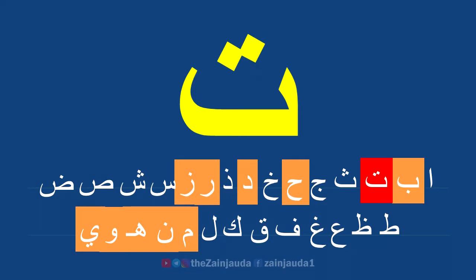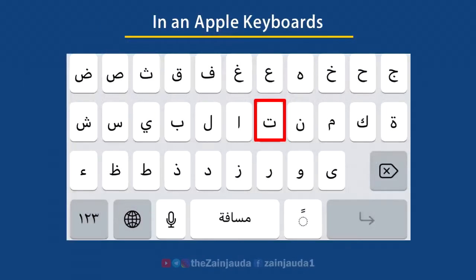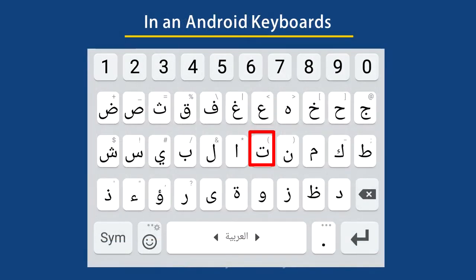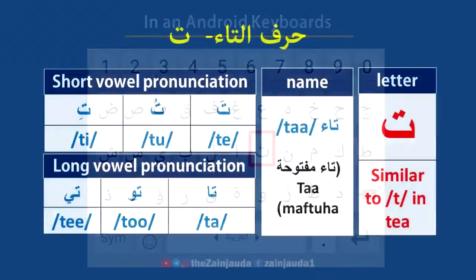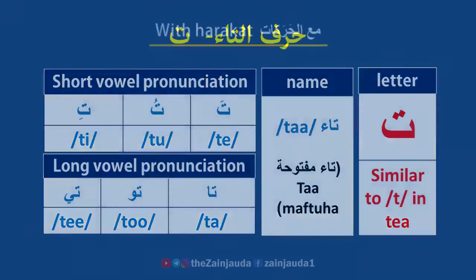It is the 3rd letter also in the Arabic alphabet. Ta is found with J. In an Apple keypad it is found in the 2nd row, and it has the same position in an Android. Ta is similar to the ta of tea. It is simply called ta, and to distinguish it from its variant, it is called التاء المفتوحة, al-maftuha. Maftuha is a feminine adjective, means opened, which means it is called opened ta. Now why it is called open ta, that I will clarify later.